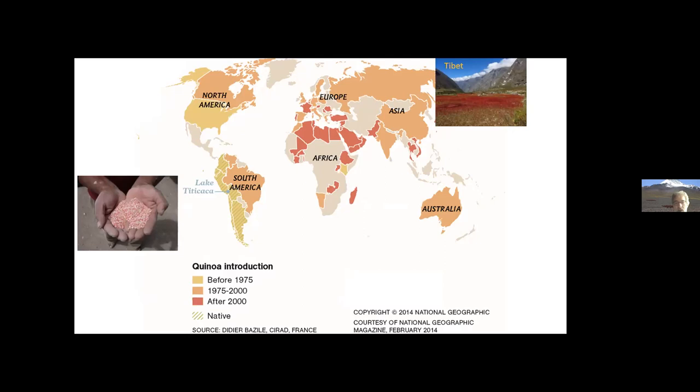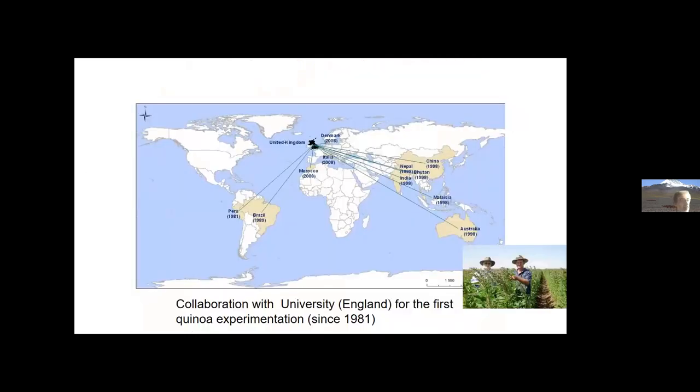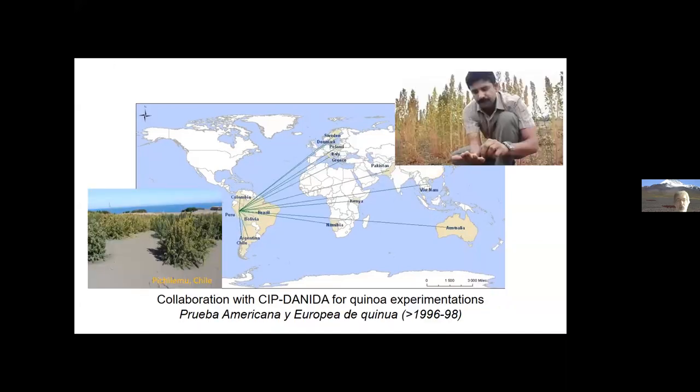But what is the most important condition to develop this expansion of the crop? One important thing is collaboration across farmers, research, universities, and research institutes. For example, the collaboration with the university in England was the first network of quinoa crop experimentation at global level. The second one was linked to the Danida cooperation in Denmark with the CIP FAO project during the 90s, with all the quinoa experimentation all around the world.